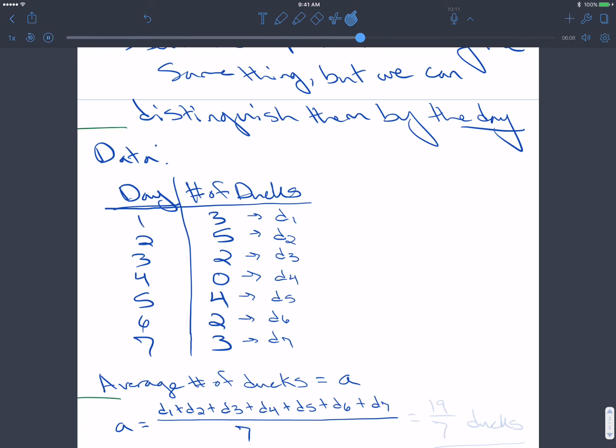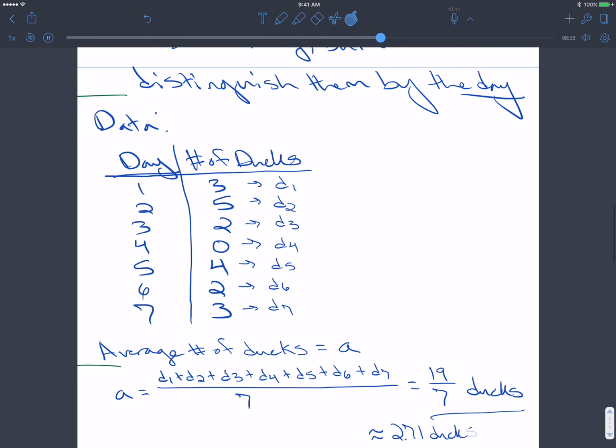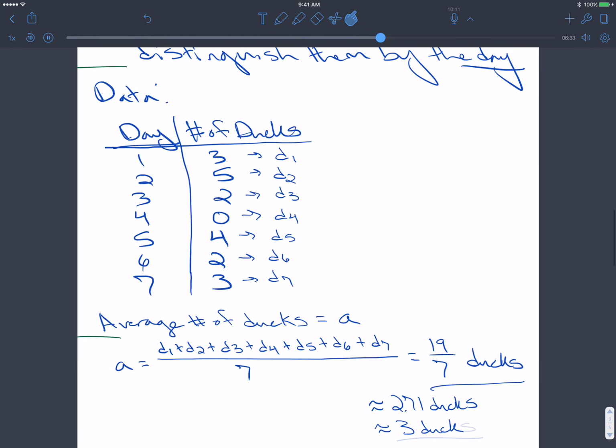So 3 plus 5 plus 2, that makes 10, plus 4 plus 2 plus 3, that's another 9. That gets me an average of 19 over 7 for the number of ducks in that pond over the course of those several days. Now, since it's an average, we're going to have to round this, right? This gets us approximately 2.71 ducks, which means that obviously you're not going to have 2 and almost 3/4 of a duck. That's not going to be sensical, but you could say that it's going to be approximately 3 ducks on any given day.